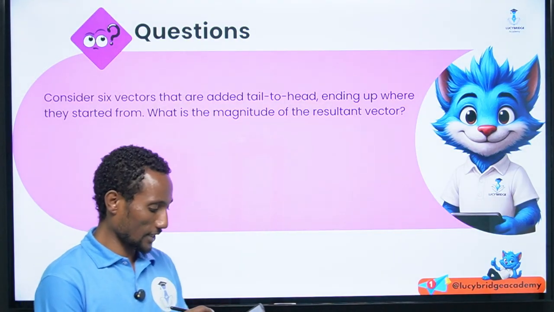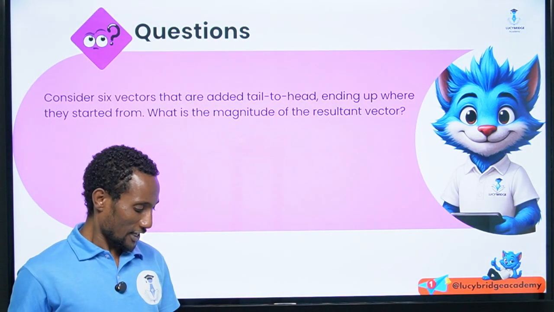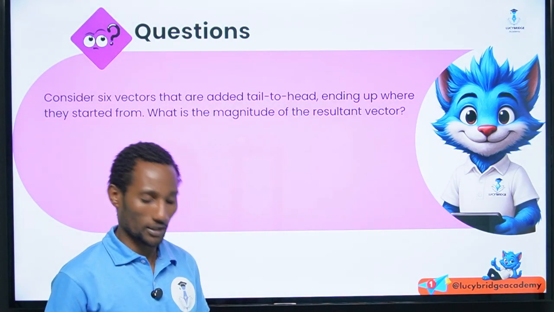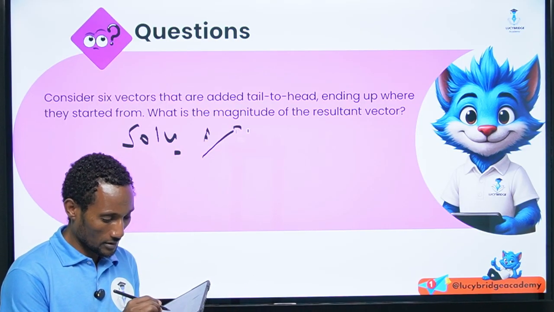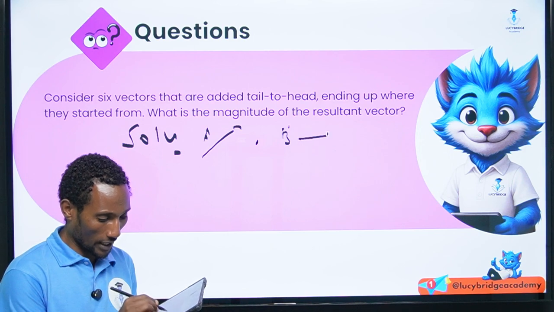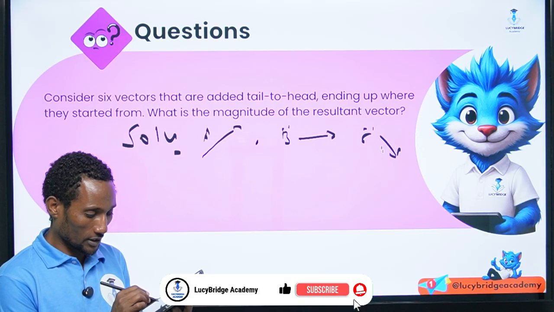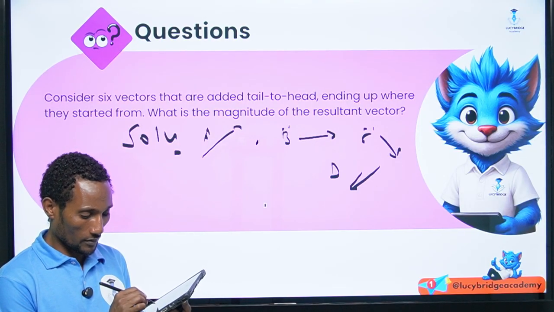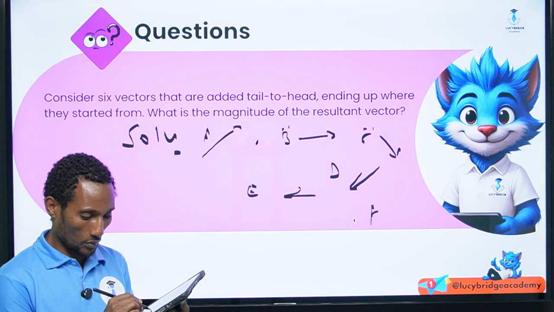And then the next question says: consider 6 vectors that are added tail to head, then end up where they start from. What is the magnitude of the resultant vector? So in our solution, let's say A like this, B in this way, C in this way, D this way, E, and F, which results like this.